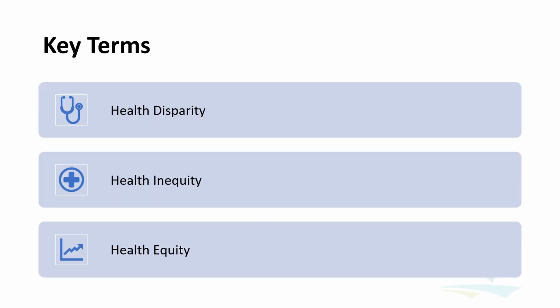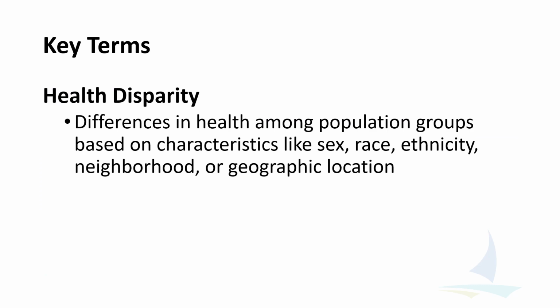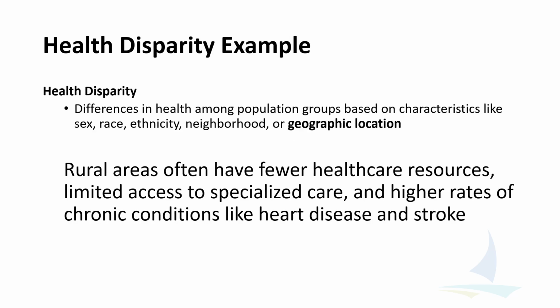Health disparity, health inequity, and health equity are some key terms we will highlight in this training. In population health, it is common to hear differences in health outcomes discussed as disparities. A health disparity refers to differences in health outcomes across population groups, often related to race, ethnicity, gender, or geography. For example, rural communities often face higher rates of chronic diseases due to having fewer healthcare resources compared to urban areas.